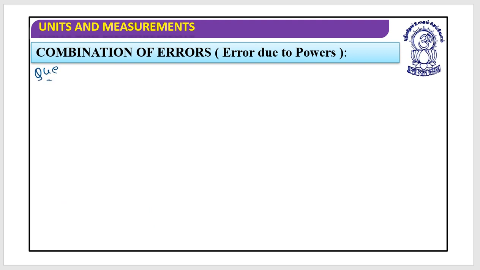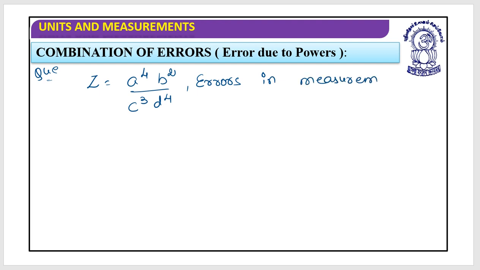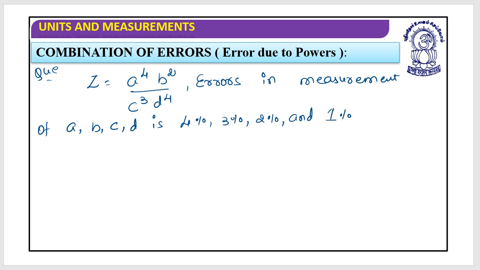Now, z is given as a to the power 4 b square divided by c to the power 3 and d to the power 4. Now, I have been given that the errors in measurement of A, B, C, D are 4 percentage, 3 percentage, 2 percentage, and 1 percentage respectively.